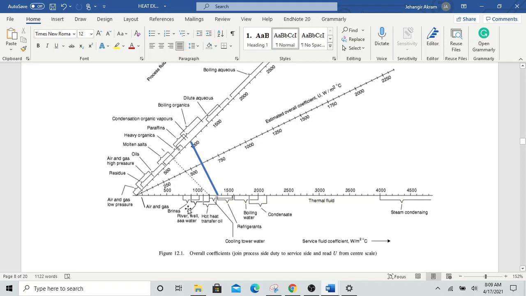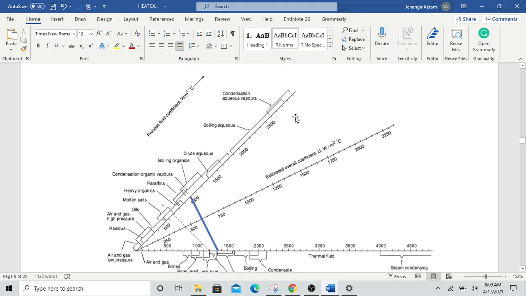Okay, like boiling fluid, and it is somewhere between them. We took it as hot heat transfer fluid. Okay, and our process stream is basically paraffins, or condensing organic vapors. It's somewhere between there. We cannot estimate exactly.